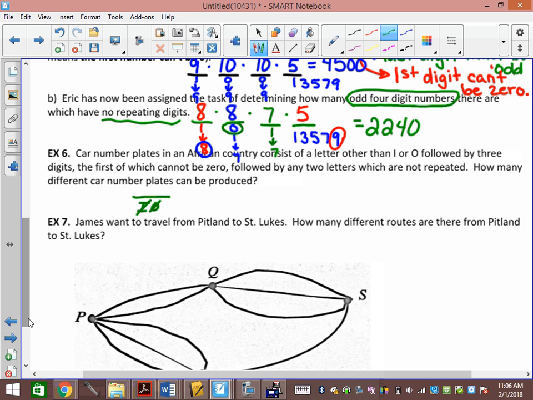Followed by 3 digits. The first cannot be 0. Is there any stipulation on these 2? No. We have no restrictions on those. Followed by any 2 letters which are not repeated. And these 2 letters have no basis on this one. So if this was a diploma question, they'd have to say the back 2 letters have no basis based on the first letter. These 2 are standalone. Okay, so I don't really care what letter this is. These 2 just can't be repeated.